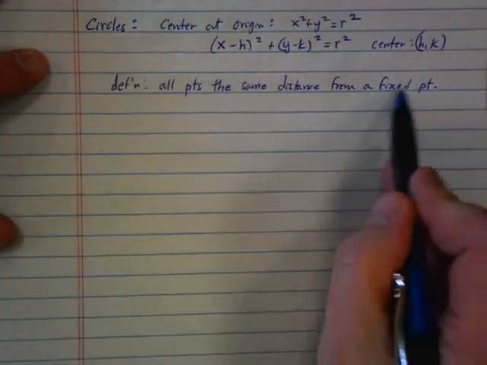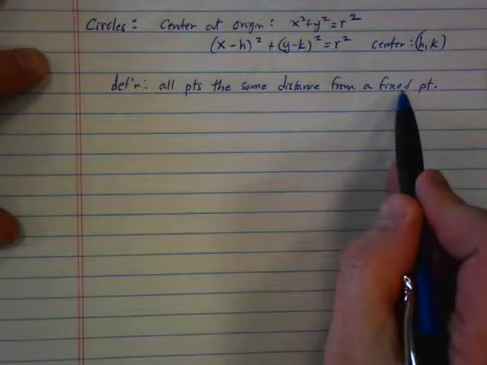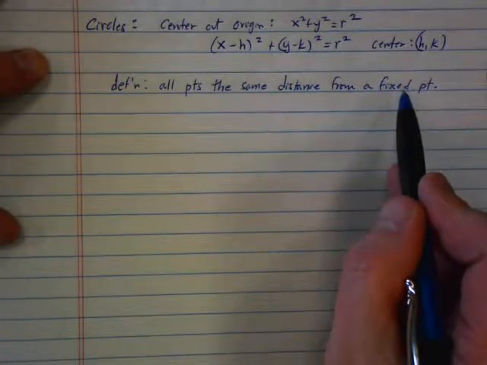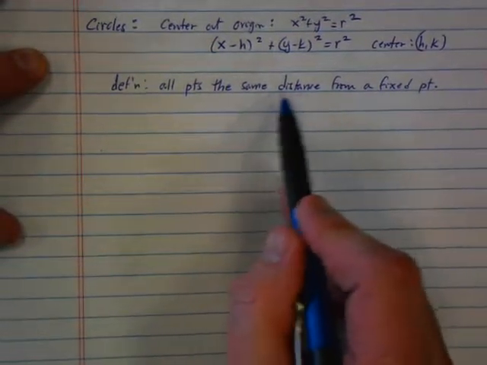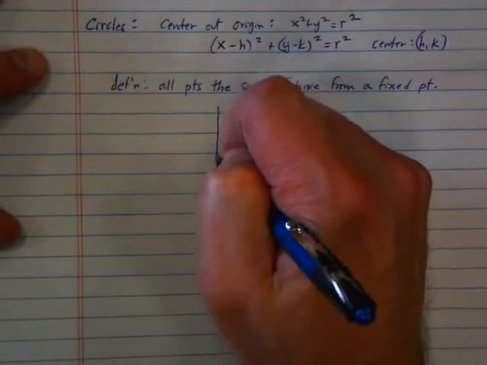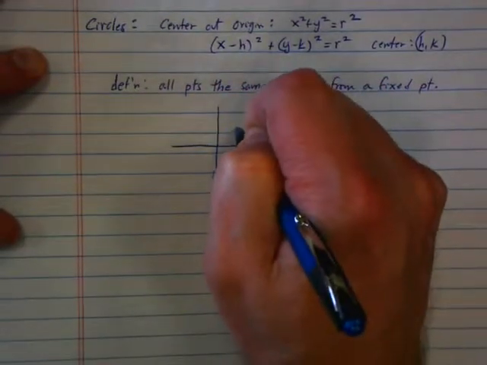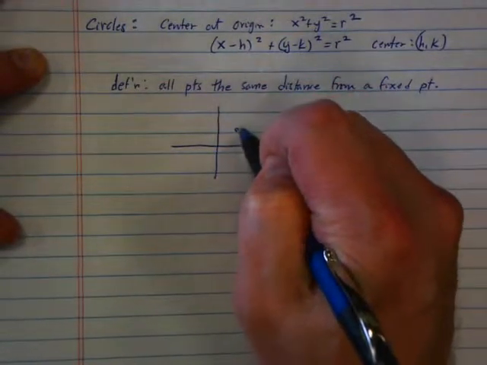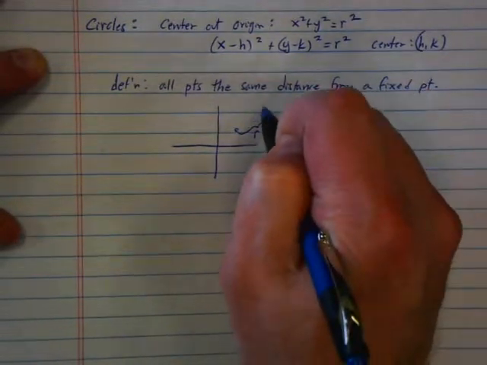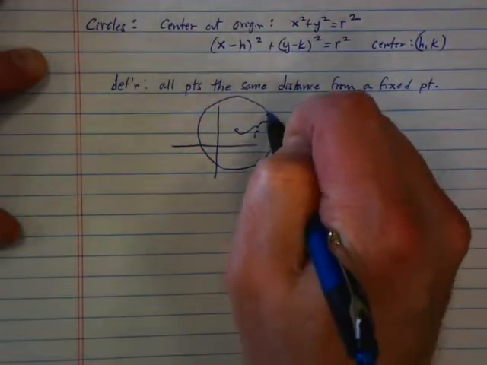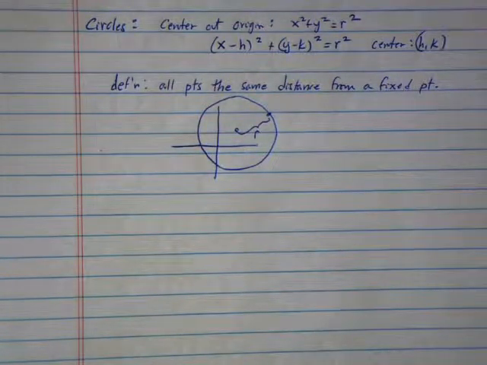What's this fixed point called? Begins with a C. Center. And what's this distance called? The radius. All right, so a circle is, you fix a point called the center, and then you measure a fixed distance away. So this distance is r, and it's all the points that are the same distance. And of course, when you draw a circle by hand, it never really looks like a circle, but you get the idea. The radius is always the same. It's okay, it's got a little bulge at the top there.